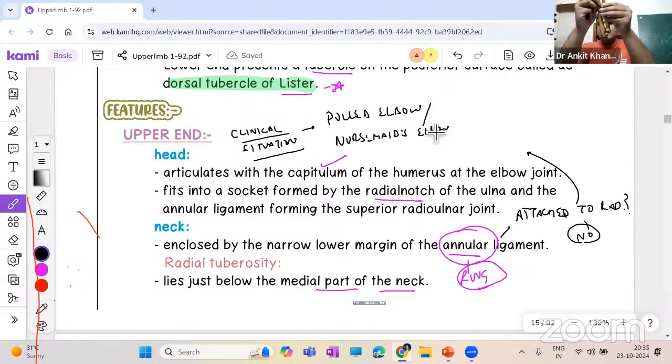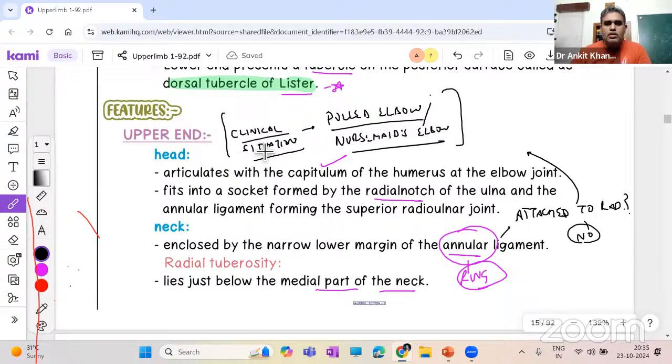Then what might happen is that this head of the radius might slip away from the annular ligament, because small children, small bones, small ligament. That condition is known as pulled elbow. Now the head of the radius is dislocated from the annular ligament. By maneuver, you have to again supinate and insert the head inside the annular ligament. No surgery is needed, only simple maneuvers are done. So that condition is known as nursemaid's or pulled elbow.